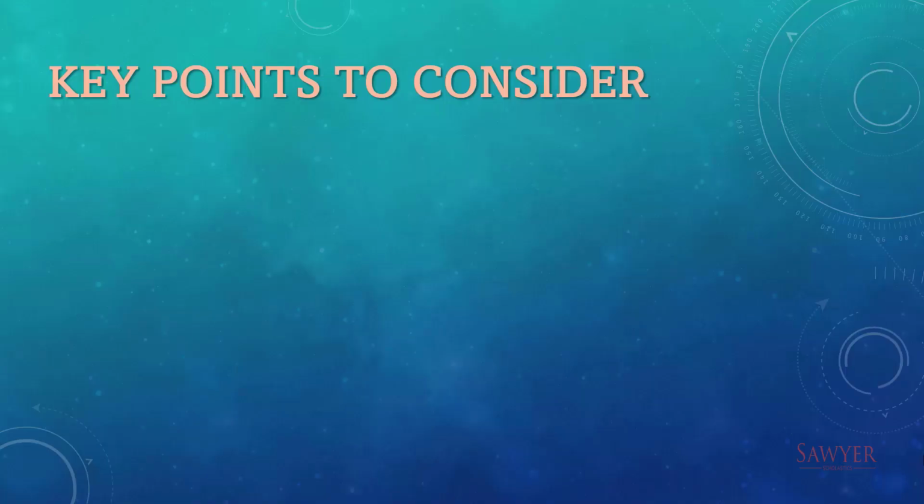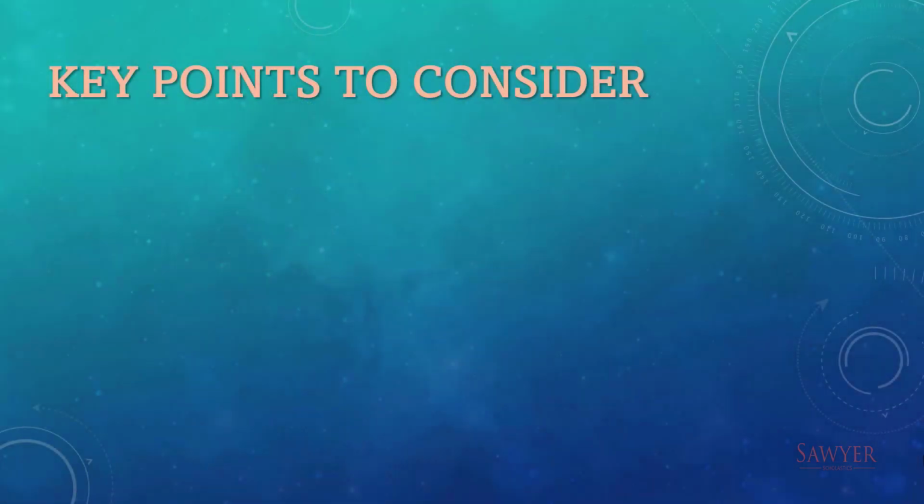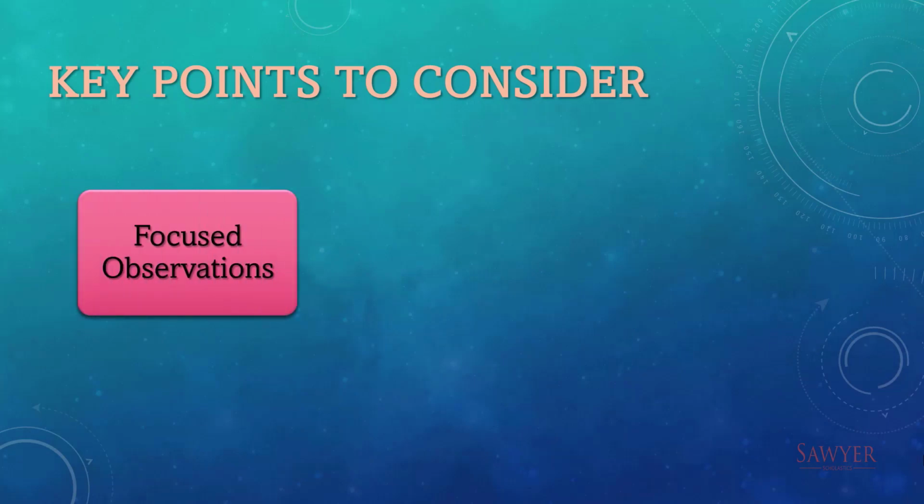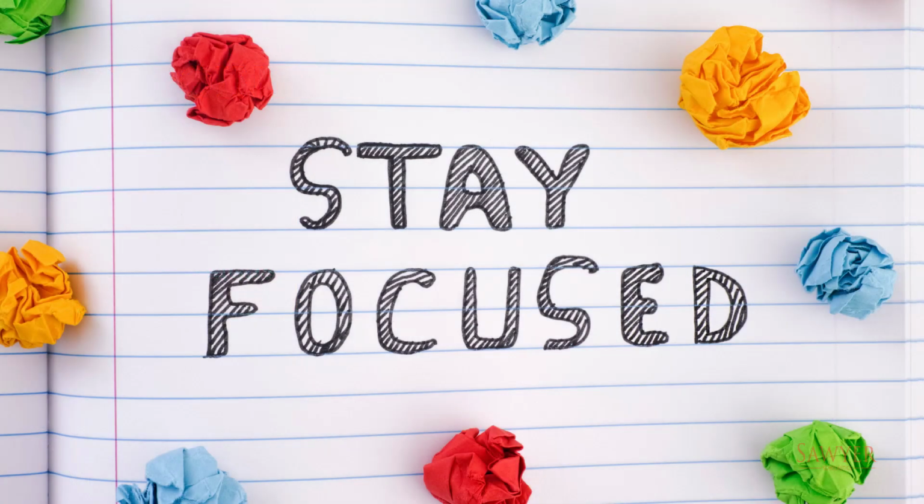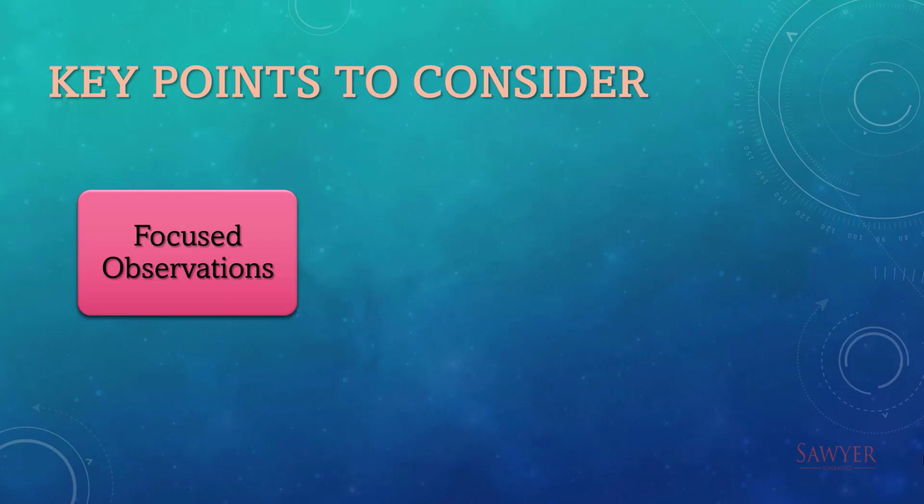To begin with, we should talk about the key points to consider. Like with anything else, there are some key elements that we need to take into consideration as we proceed. First of all, we need to talk about focused observations. When we establish clear observation goals and criteria, we need to make sure that the observations themselves are focused. Observations, as I said, should be frequent and focused on specific areas of teaching and learning.